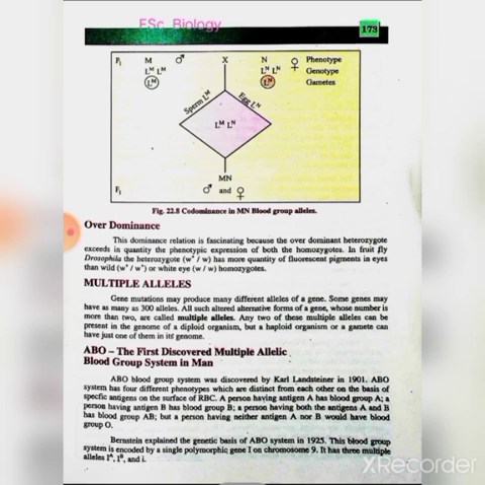There are 4 types of blood group: blood group A, blood group B, blood group AB, and blood group O. A person containing antigen A has blood group A. A person containing antigen B has blood group B. A person having both antigens A and B has blood group AB, but a person containing neither antigen A nor B would have blood group O. These are called multiple alleles. Any 2 of these multiple alleles can be present in the genome of a diploid organism, but a haploid organism or a gamete can have just one of them in its genome.